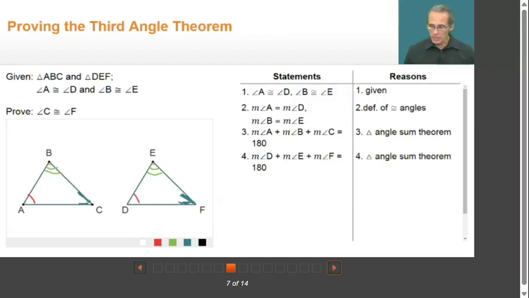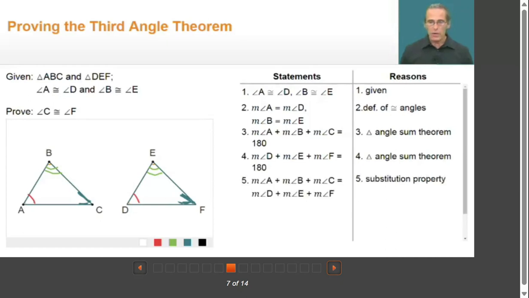Well, we know that the sum of the interior angles in a triangle is 180. So, by the triangle angle sum theorem, we can take the measure of angle A plus the measure of angle B plus the measure of angle C and set it equal to 180. And we can do the same for the second triangle. Take the measure of angle D as well as E as well as F, sum them up and get 180. Since we have two equations, each set equal to 180, we can go ahead and set the two sums that are equal to 180 equal to each other.